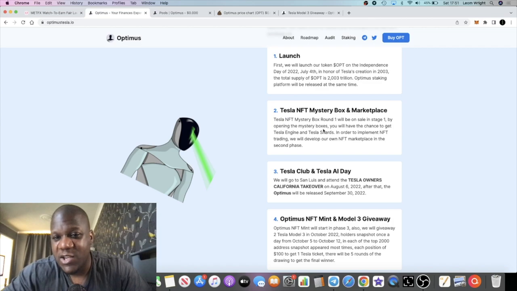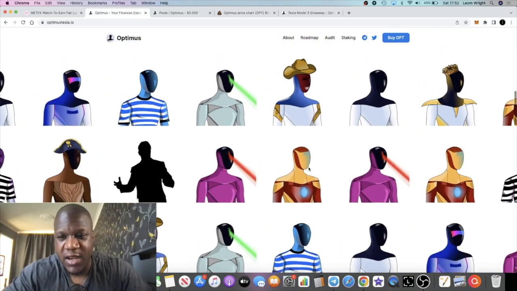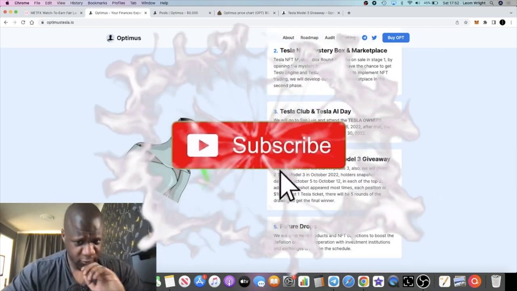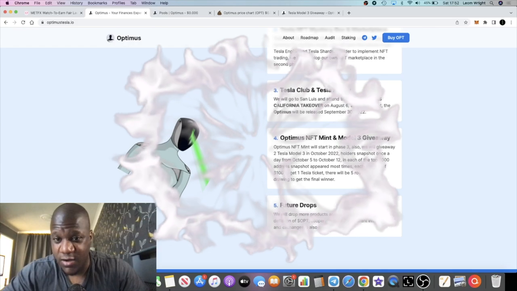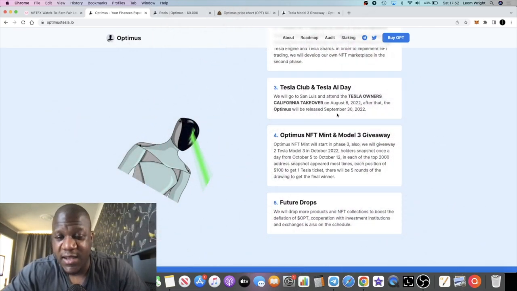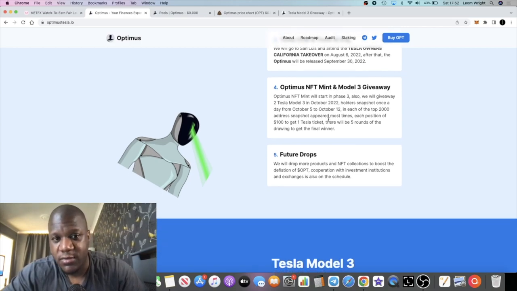There's an NFT mystery box and marketplace. Of course, we can see some examples of the NFTs over here. You have the chance to get Tesla engine and Tesla shards in order to implement NFT trading. We'll develop our own NFT marketplace in the second phase. You have Tesla Club and Tesla AI Day, where they're going to San Diego once again on August 6, 2022. And then after that, the bot will be released on September 30, 2022, apparently, right?